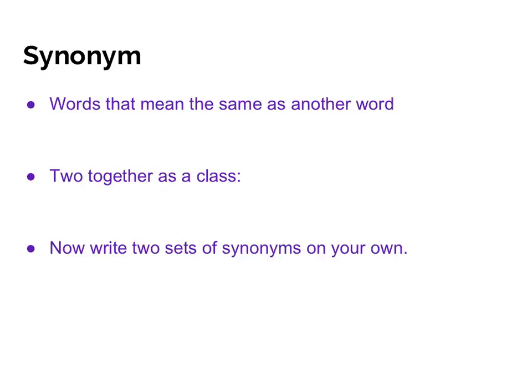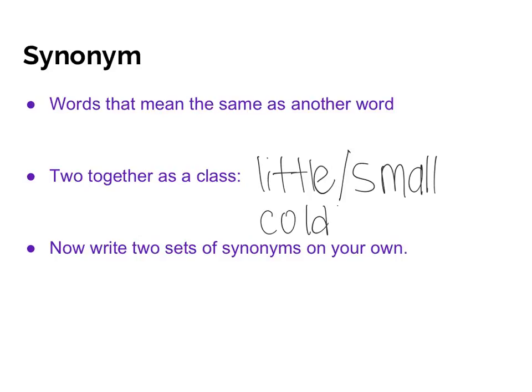Next, we will be talking about the word synonym. This word is on the same page as suffix, page 9, just a little bit below. Take a look at that word in your packet, please. The definition of this word is words that mean the same as another word. So let's think of a couple examples. For example, if I have the word little, a synonym of that could be small. Another example is if I'm talking about the word cold, a synonym, or a word that means the same thing, could be chilly.